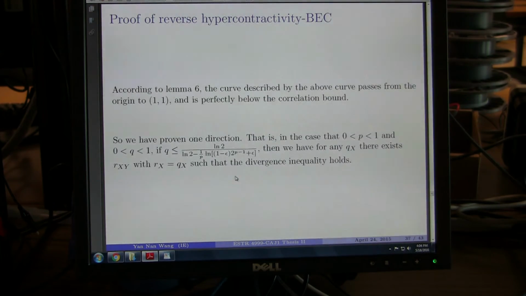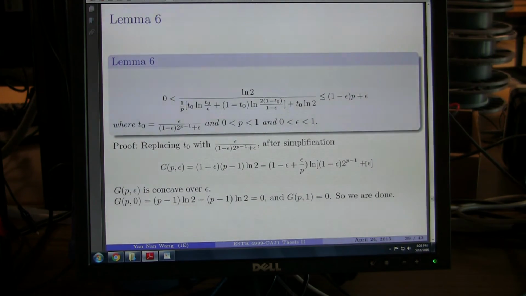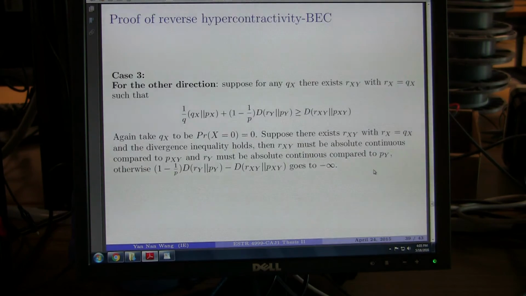Notice, by lemma 6, this expression is exactly below the correlation bound and is still positive. So we have proven one direction, that is, in the case when P and Q are both between 0 and 1, if Q is less than this expression, then the divergence inequality would hold for any Qx. This is the proof for lemma 6. It's also done by taking derivatives.